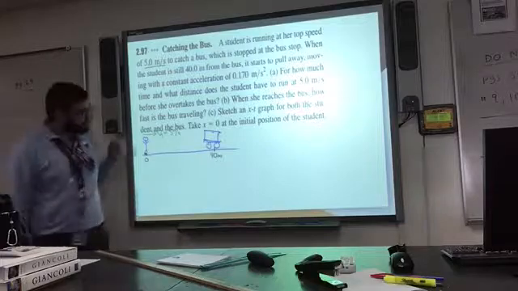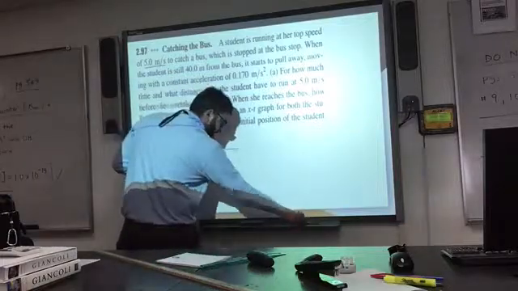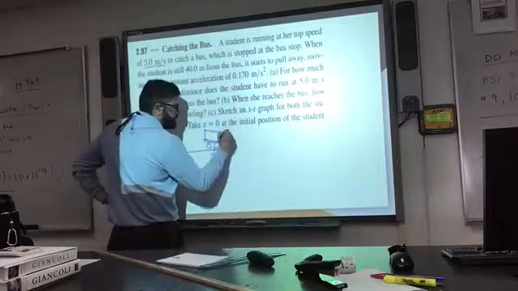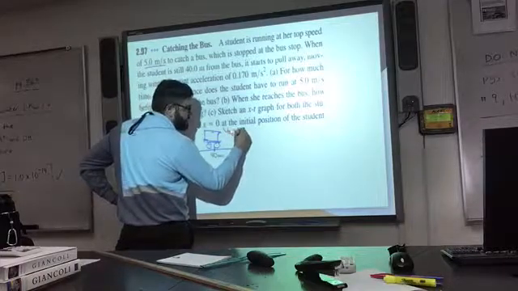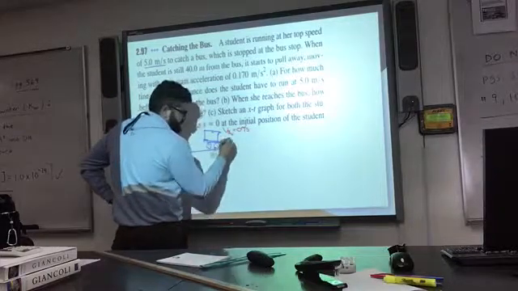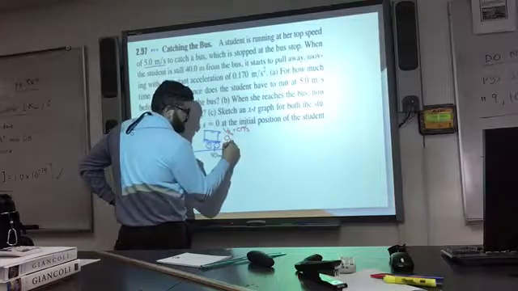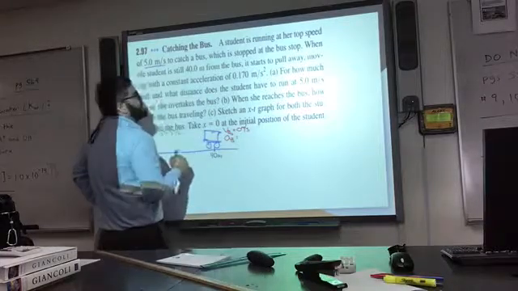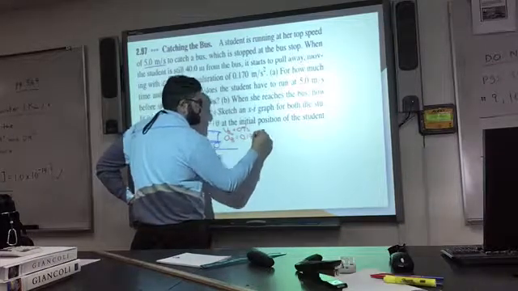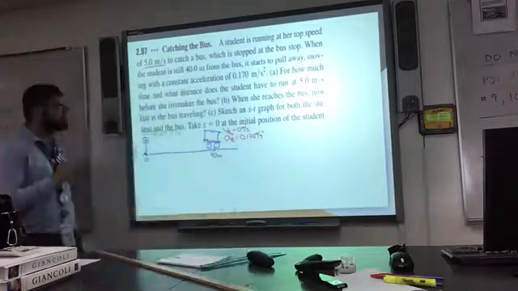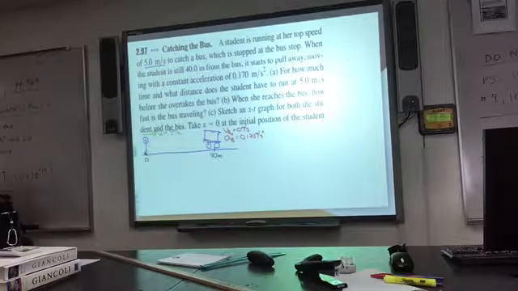Let's see. What else do I need? Okay, I'll do it in red. The velocity of the bus initial is 0. The acceleration of the bus is 0.170 meters per second squared. I think that's all the variables that were given, right? Yeah, okay. So there's my picture.